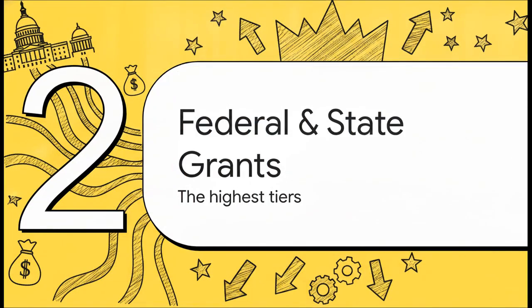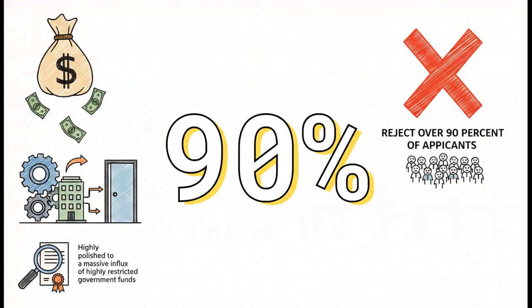Moving right along to Section 2, Federal and State Grants, the highest tiers. So the really crucial point here is this. While federal grants are famous for giving millions of dollars to single organizations, they're also notorious for something else. They reject over 90% of applicants. Yeah, you heard that right, 90%. Because the payouts are just so massive, everyone and their mother applies, making them insanely competitive.